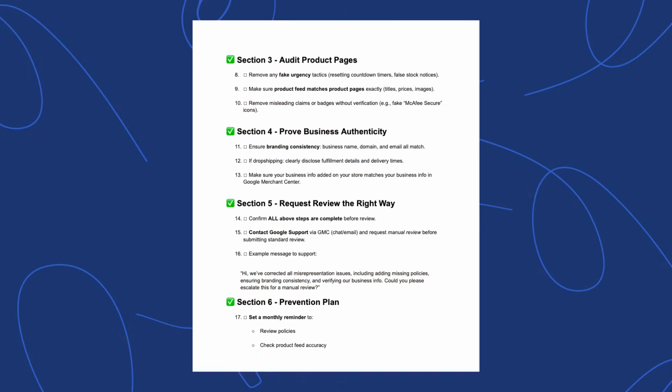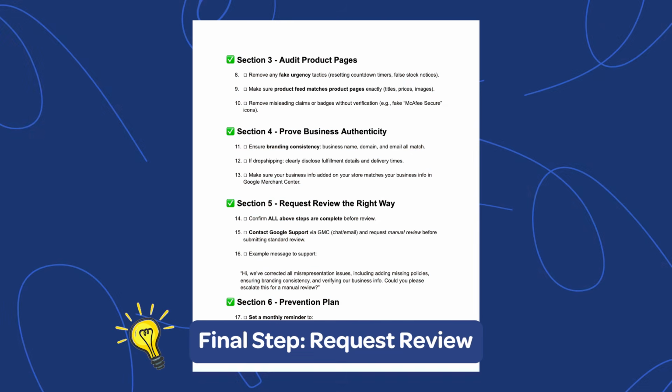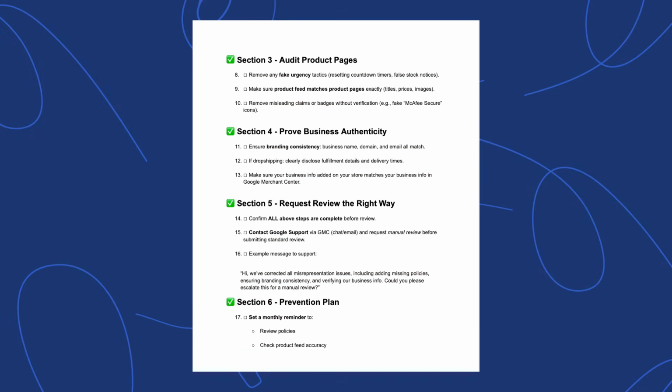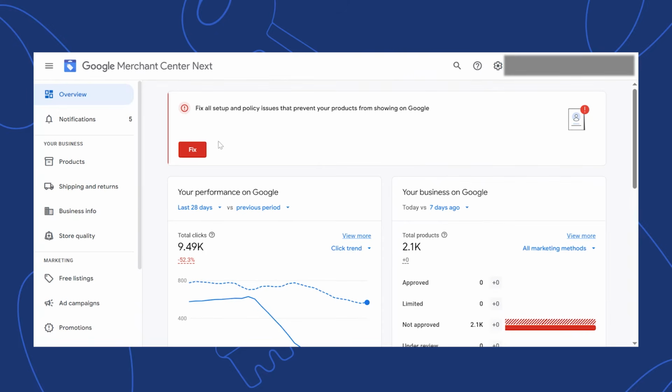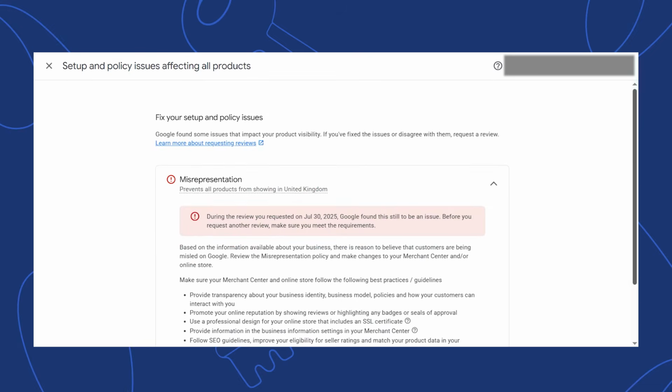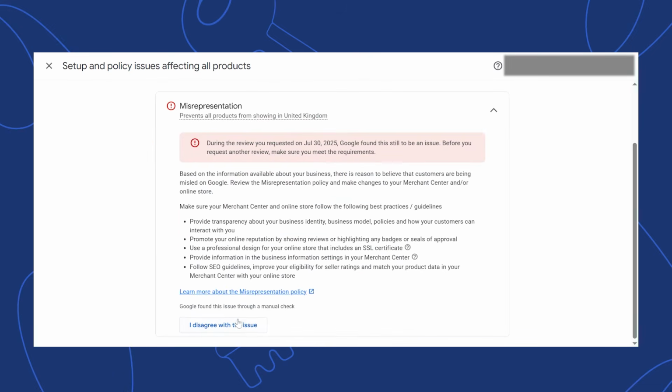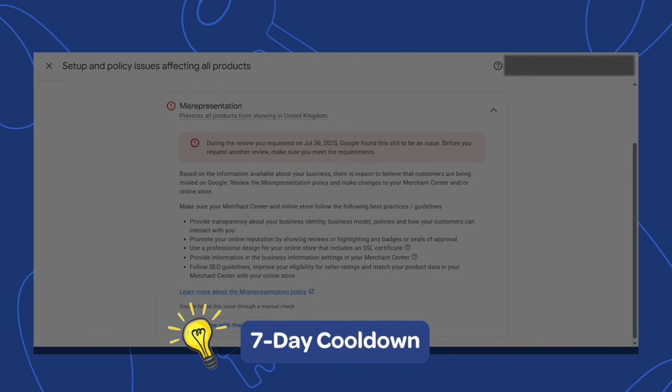Alright, once you've fixed everything, it's time to get Google to take another look at your account. You have two options here. If you are 100% sure you're fully compliant, log into your account. Next, click on the Fix button in the top red banner that shows the suspension issue. Within the misrepresentation notice, click I disagree with this issue. But heads up, this process is fully automated, so you won't get a chance to explain anything or add extra details. And if Google rejects your review, you'll be stuck in a cooldown period for at least 7 days before you can try again.